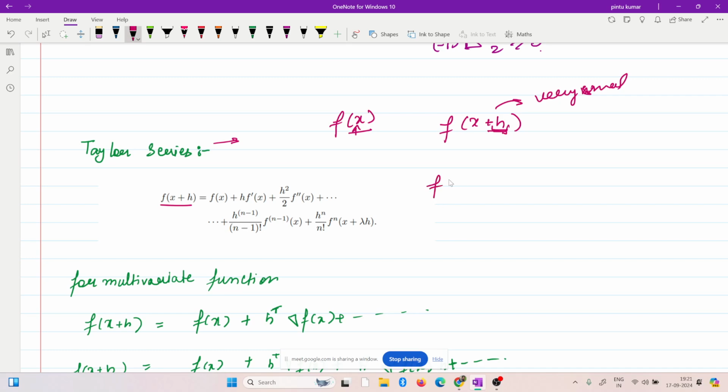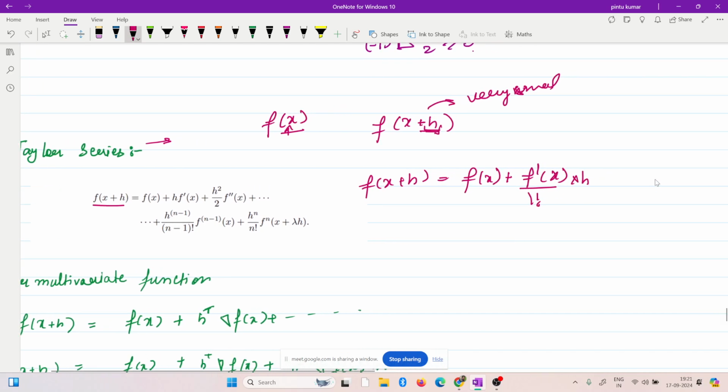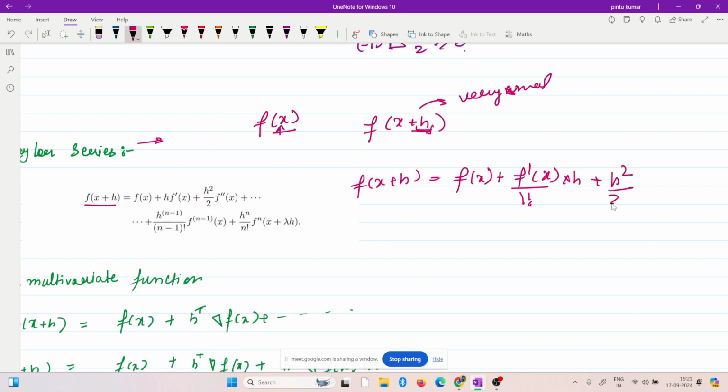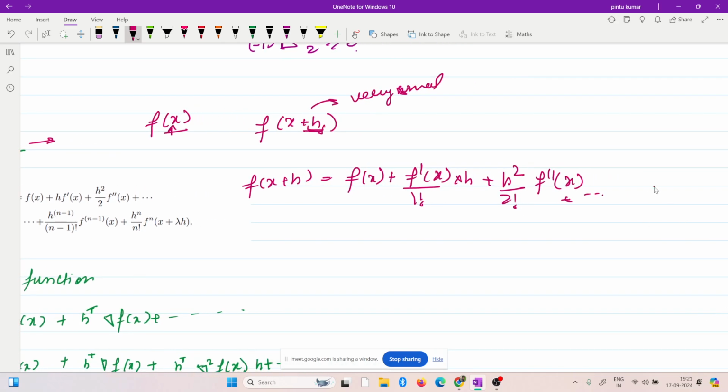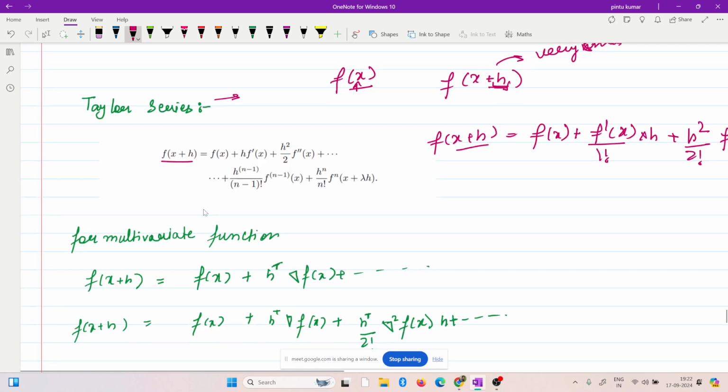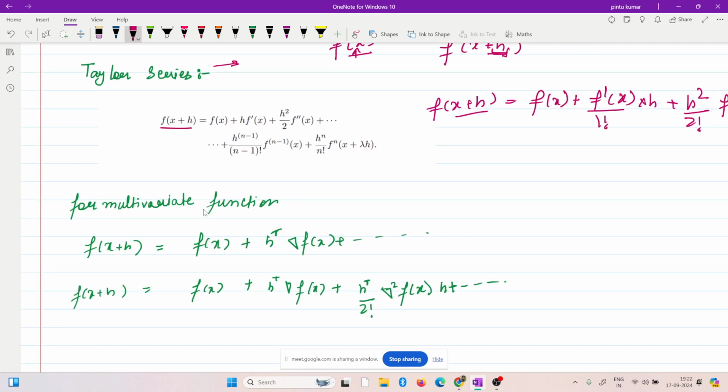So the value f of x plus h is nothing but the value of the function at x, plus f dash x divided by 1 factorial multiplied by h, then h square by 2 factorial multiplied by f double dash x, and so on. You can keep on going. It's an infinite series sum, and that is equal to f of x plus h. This is for one dimension, where f is a function of only one variable x.